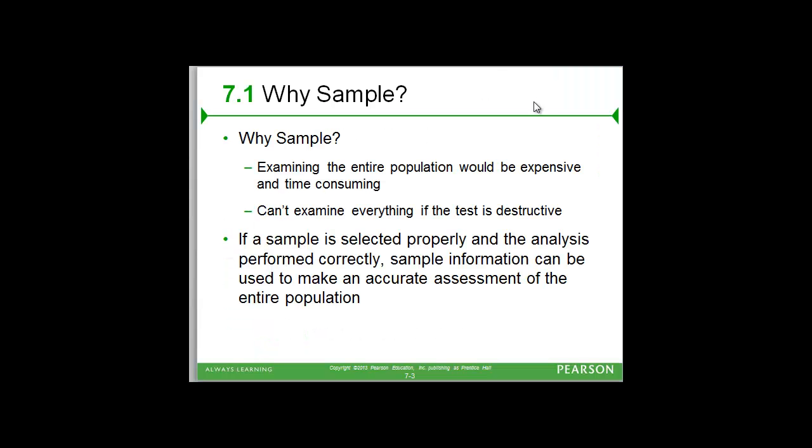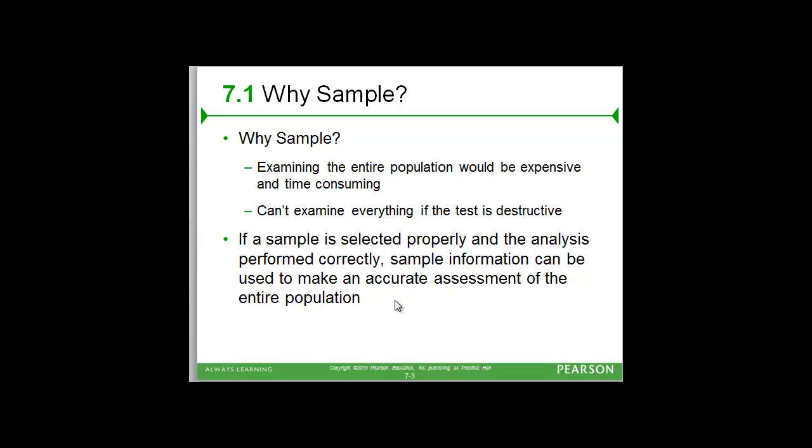Here let's try to recall how we define the population and the sample. The population is the entire group of the objects under consideration, and the sample is a part of that population. It's hard sometimes to get to know the data of the population. It's very expensive or time consuming. And if we select the sample properly and analyze it correctly, the sample information can be used to make an accurate assessment of the entire population.